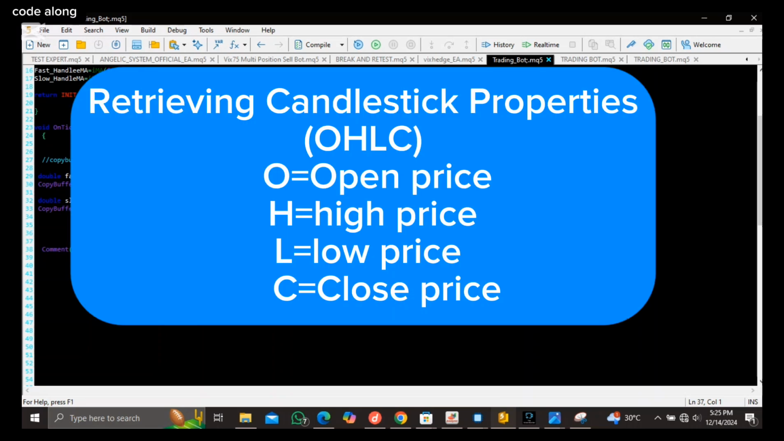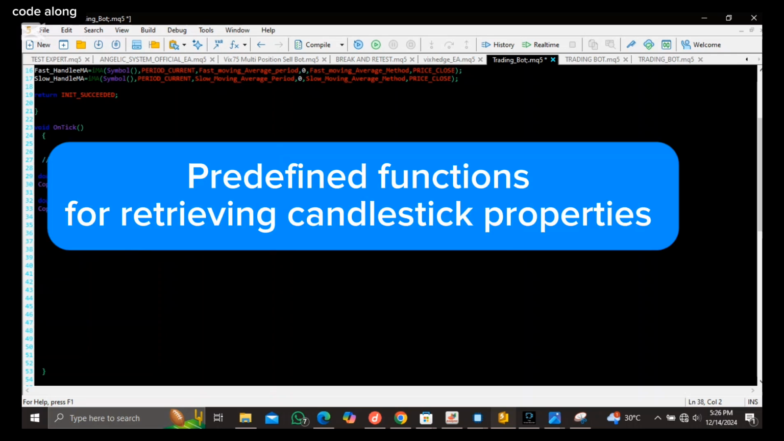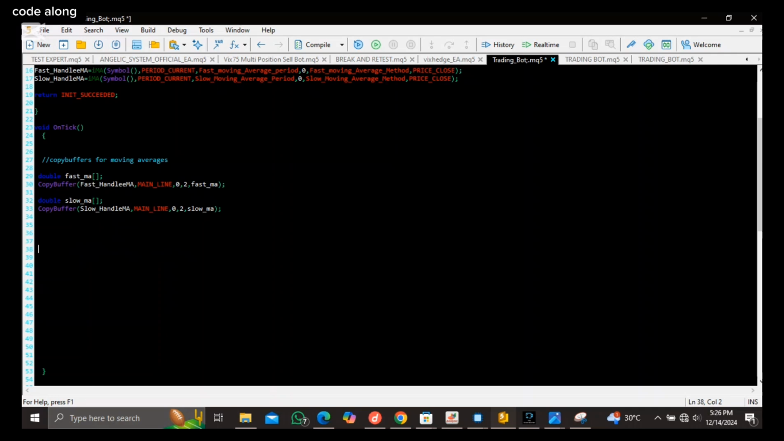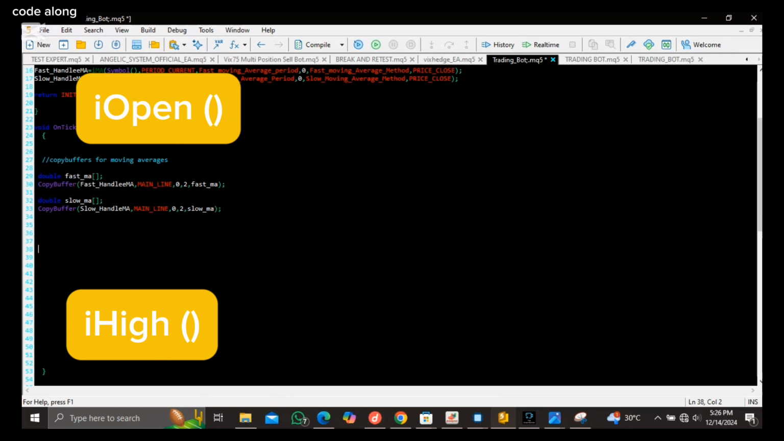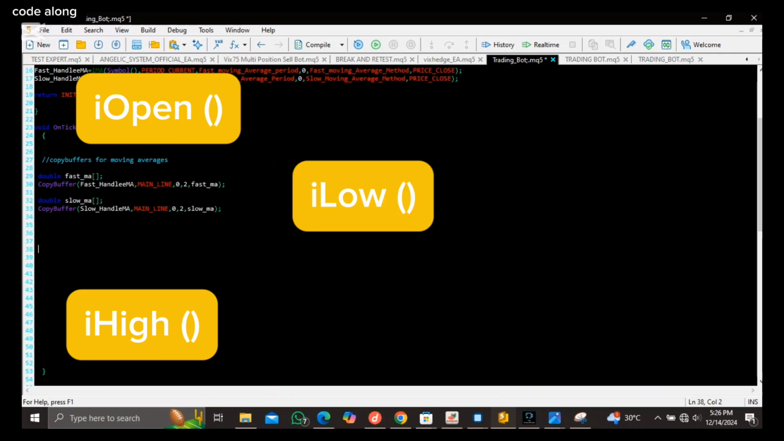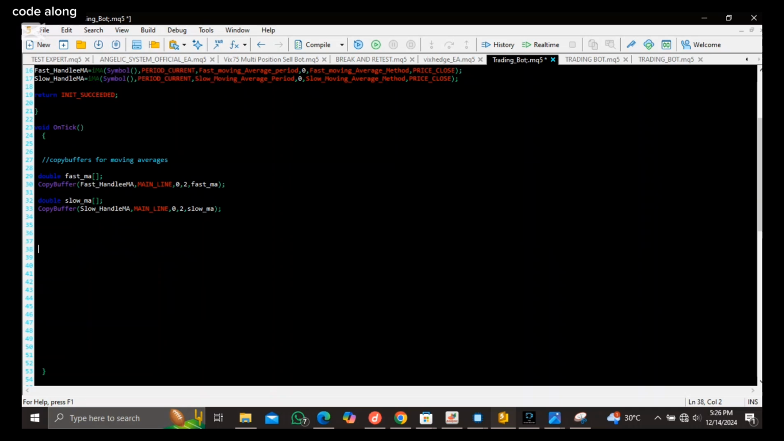Retrieving candlestick properties, OHLC. Now that we have initialized our moving averages, let's move on to retrieving the properties of candlesticks that we will use to determine the bullish and bearish engulfing candlesticks. Predefined functions for retrieving candlestick properties. MQL5 provides several predefined functions for this, including iOpen, which returns the opening price of a candlestick; iHigh, which returns the highest price; iLow, which returns the lowest price; and iClose, which returns the closing price.